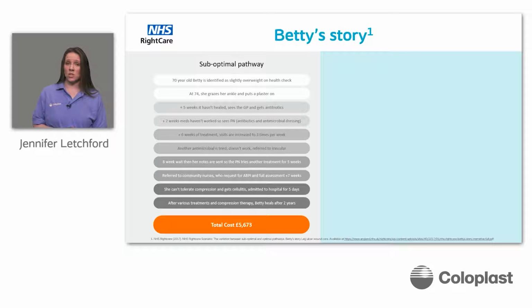So she went to the GP and got antibiotics. The antibiotics didn't help to improve the wound, and 2 weeks later she then required antimicrobial dressings and more practice nurse time in order to help manage that wound. Once that antimicrobial dressing didn't work, she then had a vascular referral, which again took further time, 8 weeks or so, for her to actually be seen.